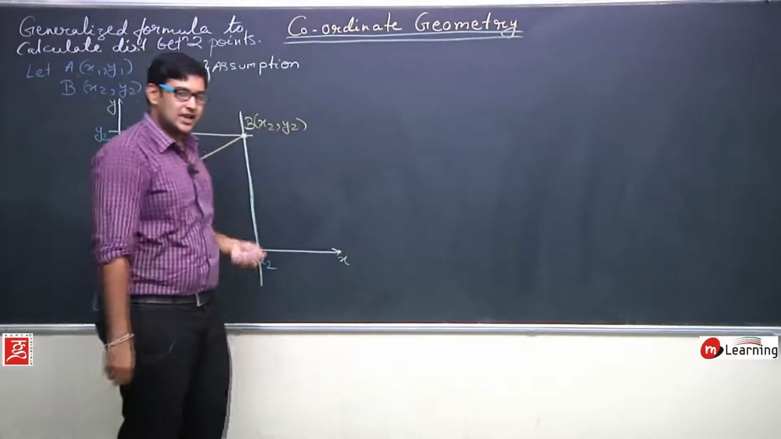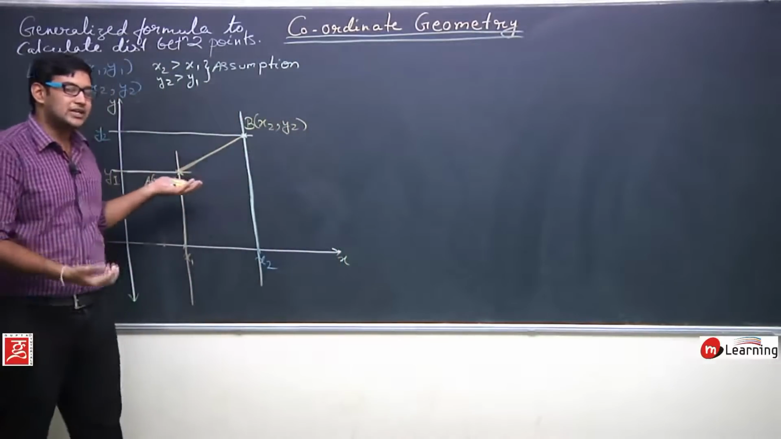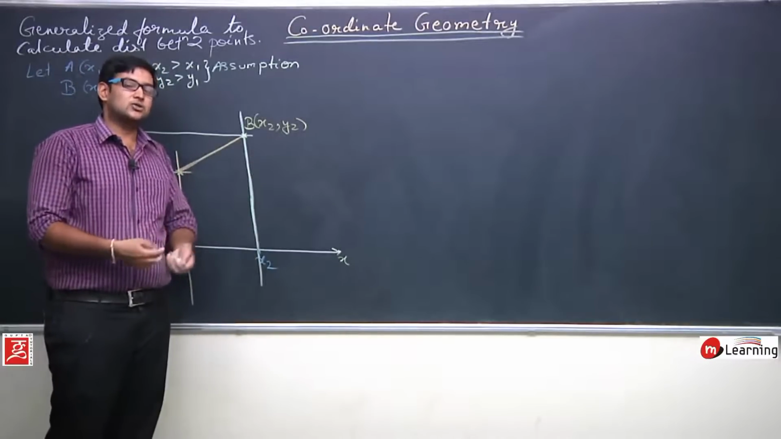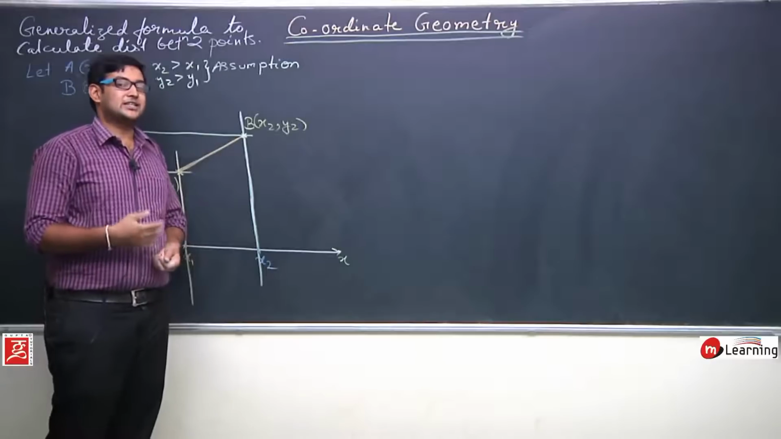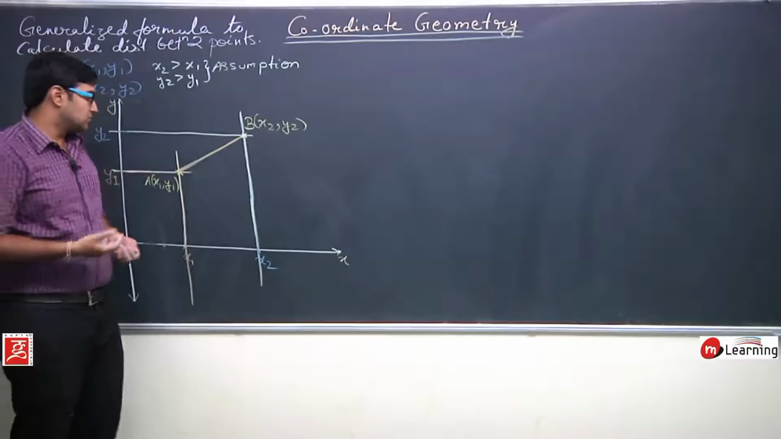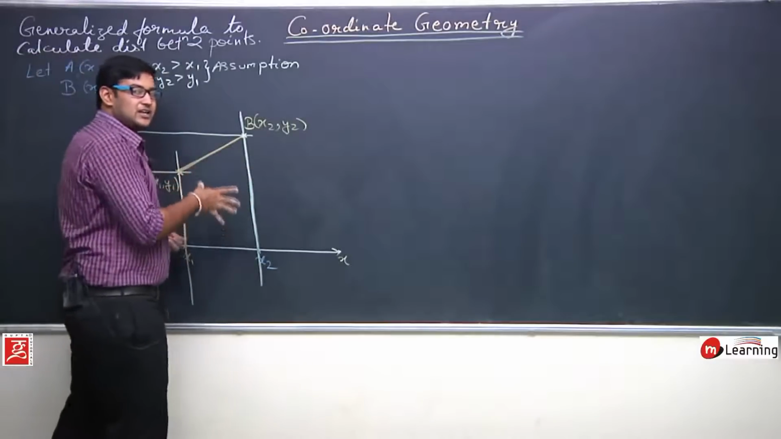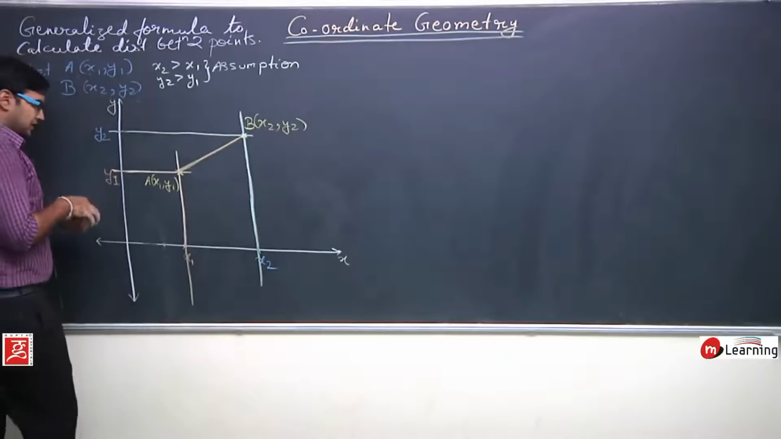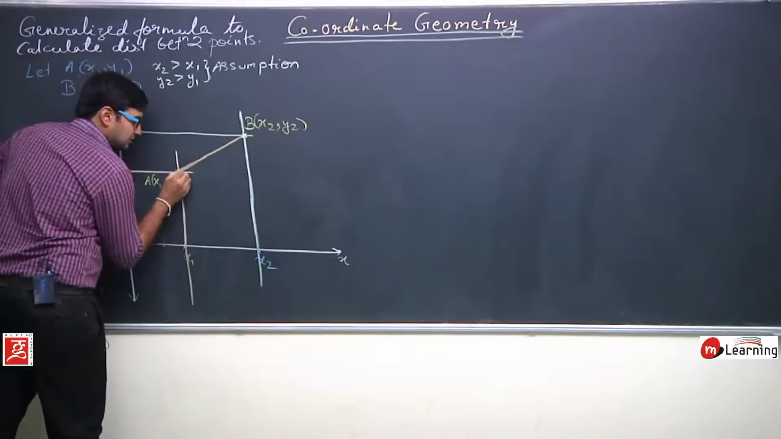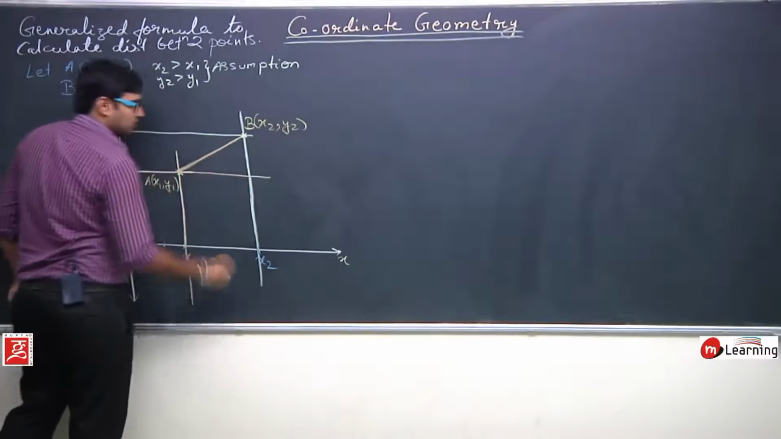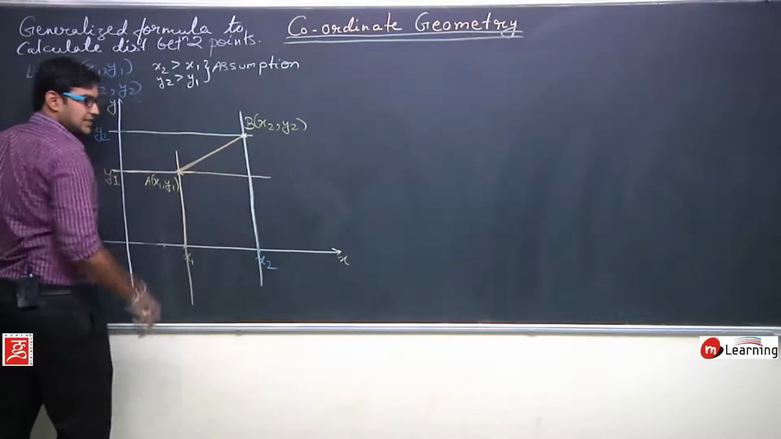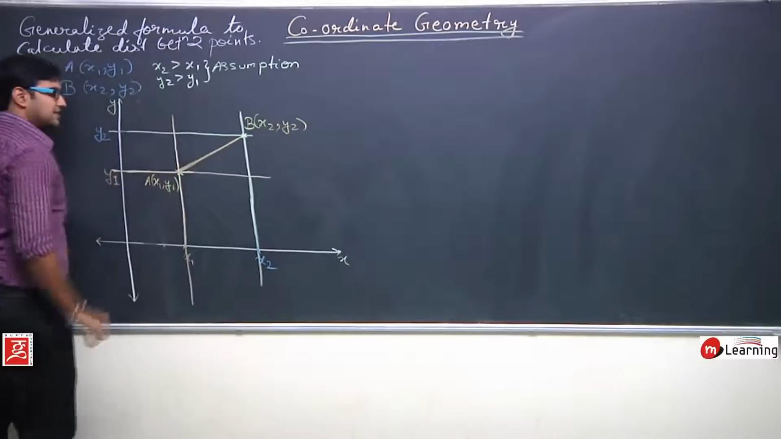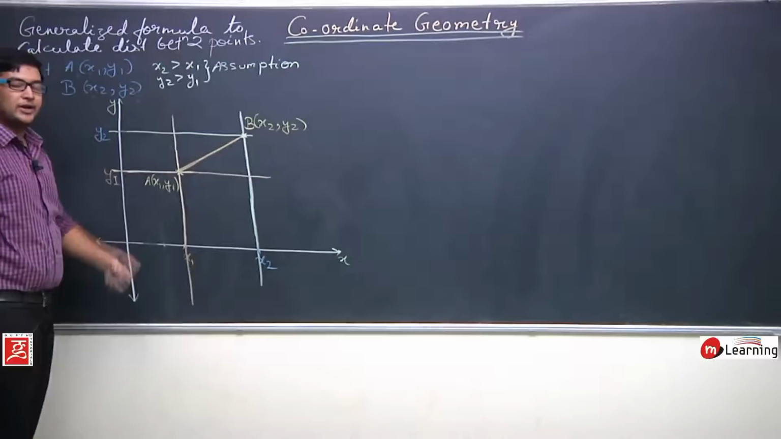I will try to determine a geometrical figure, and the commonly used geometrical figure in coordinate geometry is a triangle, a right angled triangle. So I am going to draw a right angled triangle to determine the value of AB. What I am going to do is extend this perpendicular in this direction and this perpendicular in this direction. So I am going to extend both the perpendiculars.